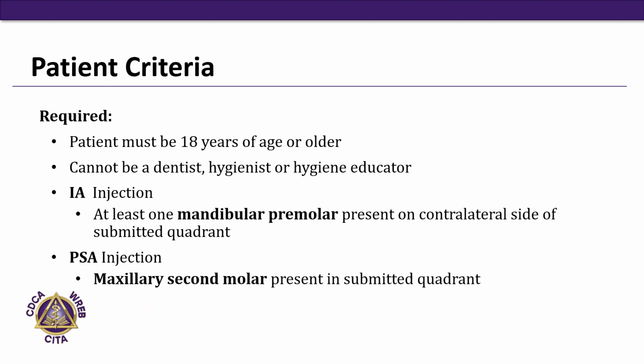It is your responsibility to submit a patient that meets the prescribed criteria as detailed in the candidate manual. The patient must be 18 years or older and cannot be a dentist, dental hygienist, or a dental hygiene educator. For the IA injection, at least one mandibular premolar must be present on the contralateral side of the submitted quadrant. For the PSA injection, the maxillary second molar must be present in the submitted quadrant.